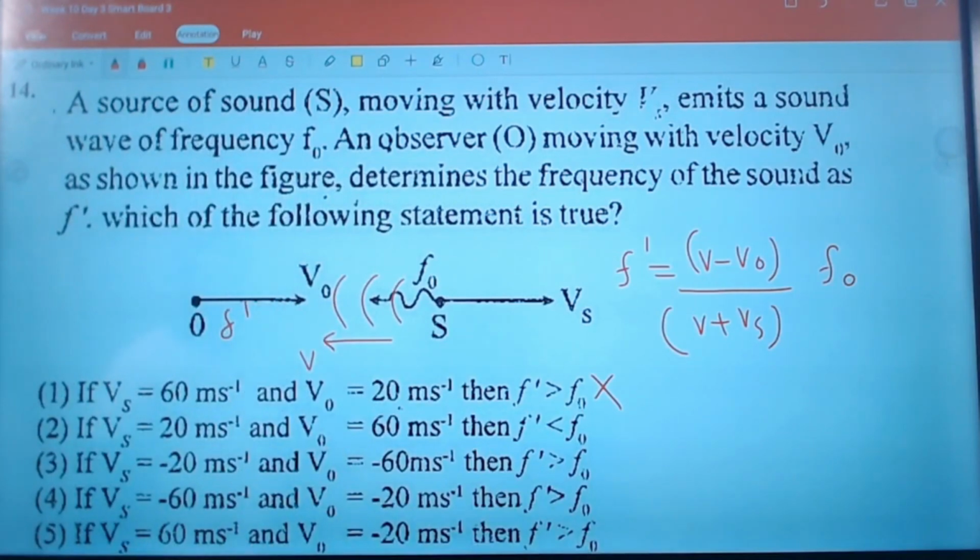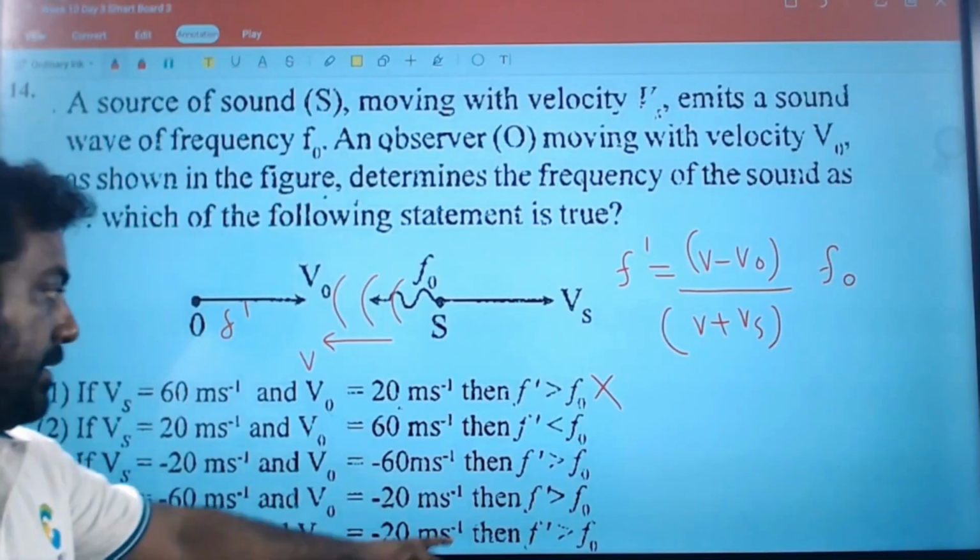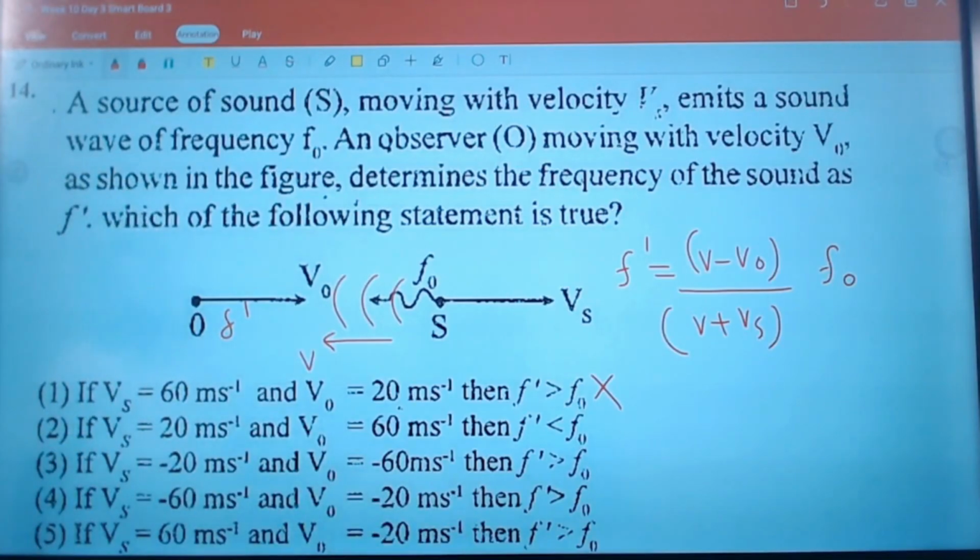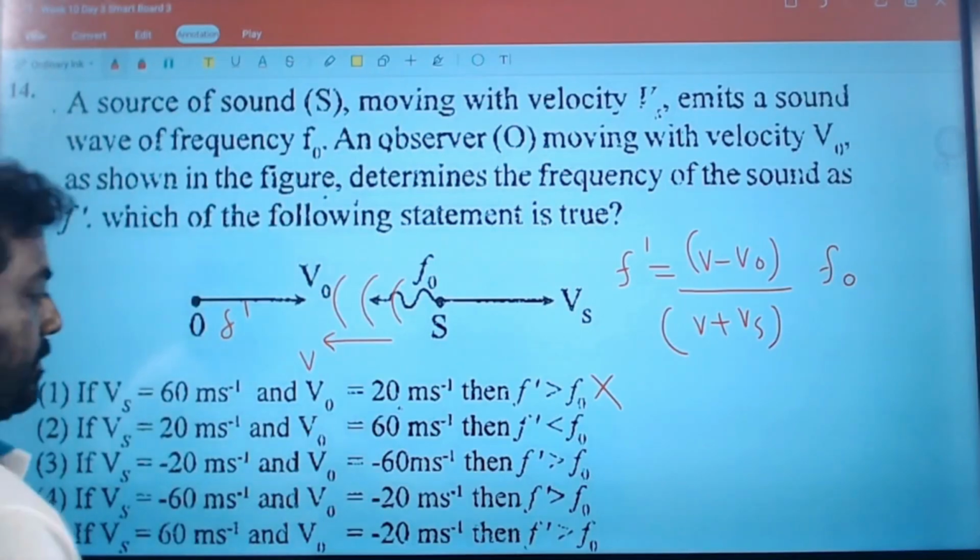Third one. Minus 20. Vs means opposite direction. 280 at the bottom. 360. This is also okay. Vs is minus 60. 240. V0 minus 20. 320. Also large. Correct. Vs is 60. 360. Minus 20. 320. So these ones.